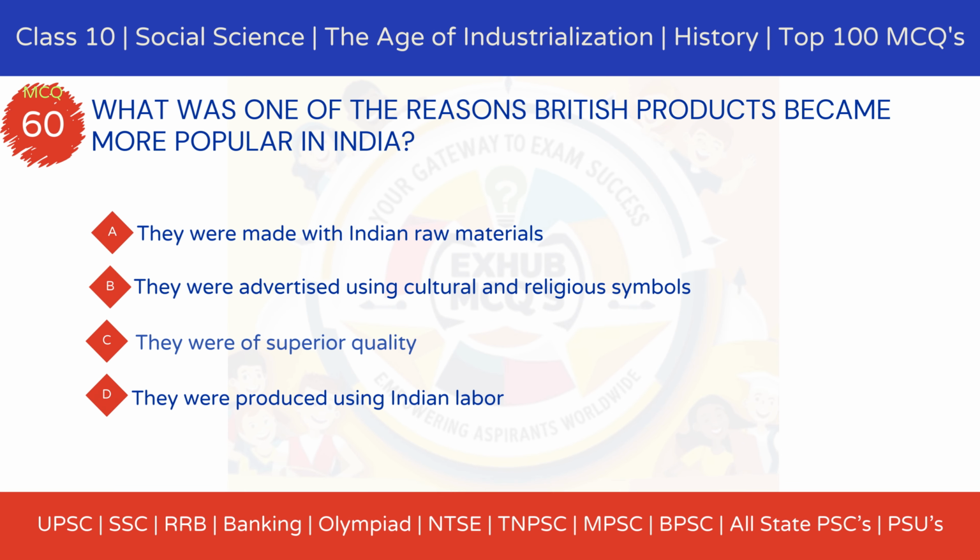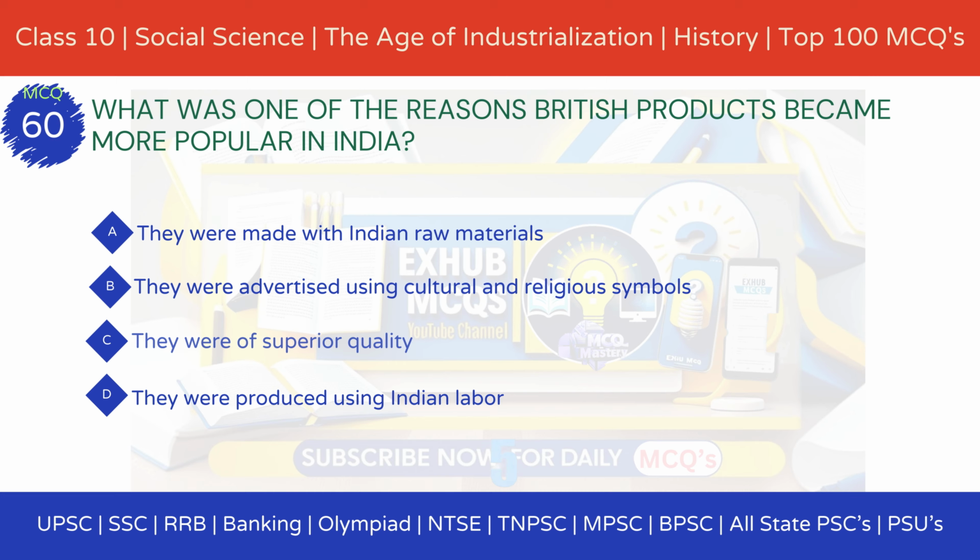MCQ 60. What was one of the reasons British products became more popular in India? Option A. They were made with Indian raw materials. Option B. They were advertised using cultural and religious symbols. Option C. They were of superior quality. Option D. They were produced using Indian labor.